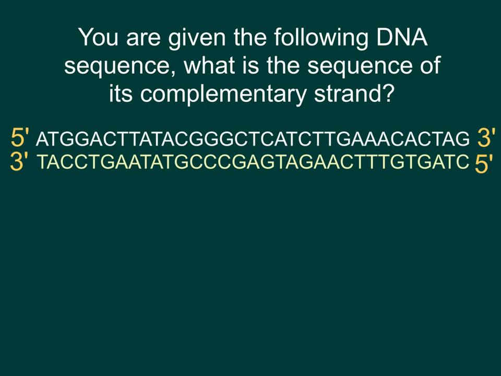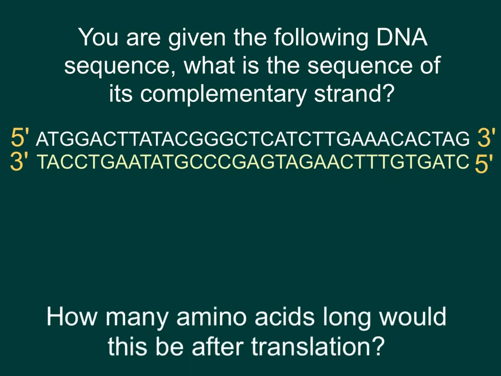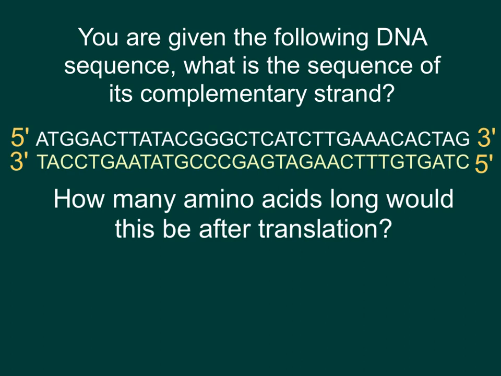Our next question to consider involves translation. How many amino acids long would the chain be after translation? If you remember, each amino acid is coded by 3 nucleotide bases. So the first one here would be ATG, and the next GAC. To figure this out, you can either count up the total number of nucleotides and divide by 3, or you can draw little lines in groups of 3s and count how many groups you have. Go ahead and take a minute on your paper, do it by yourself, and then we'll do it together.